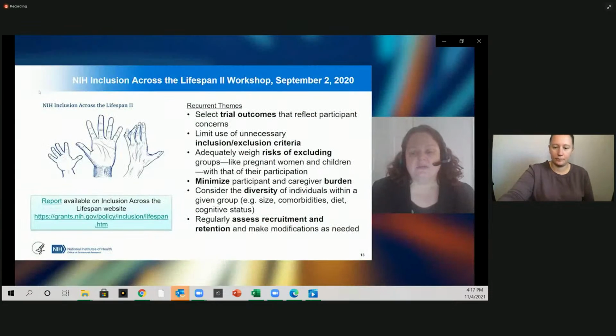It's also important to consider the diversity of individuals within a given group. When we talk about specific age groups, racial and ethnic minority groups, or sex and gender groups, there's a lot of diversity within those groups in terms of size, comorbidities, diet, and cognitive status. These are important things to think about as you're designing your study. Think about how you're going to accommodate really truly diverse populations.